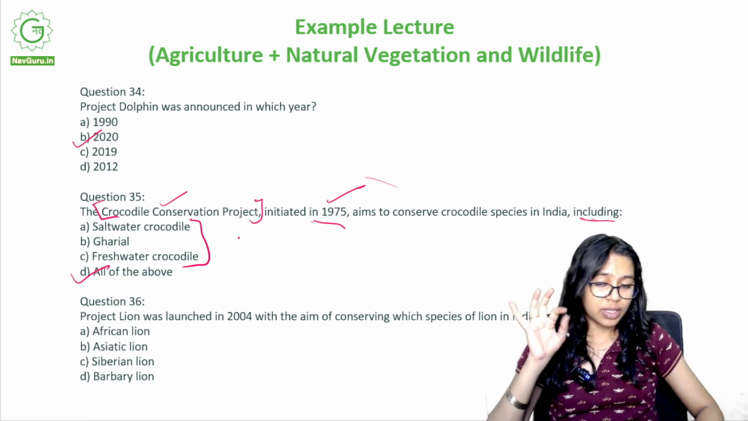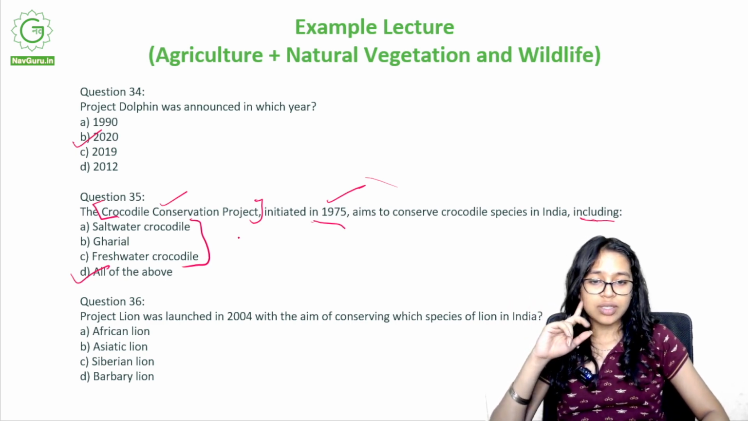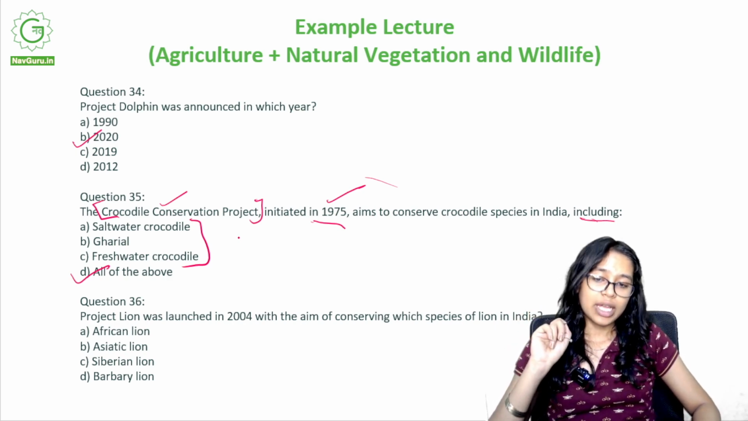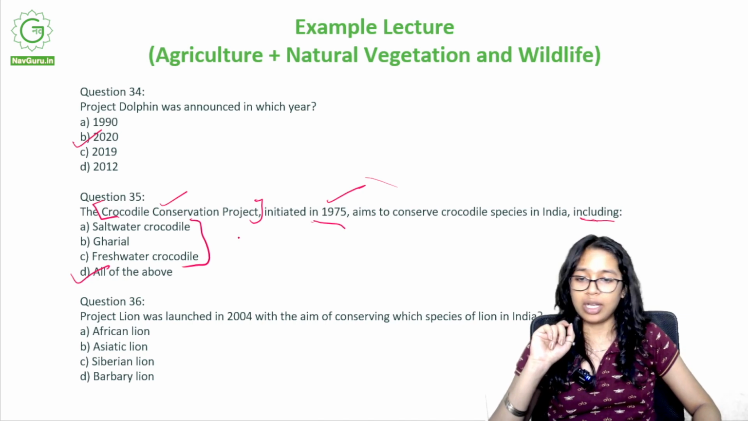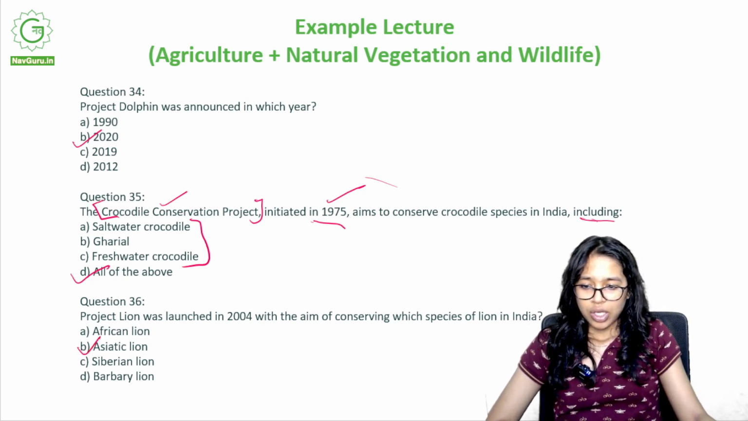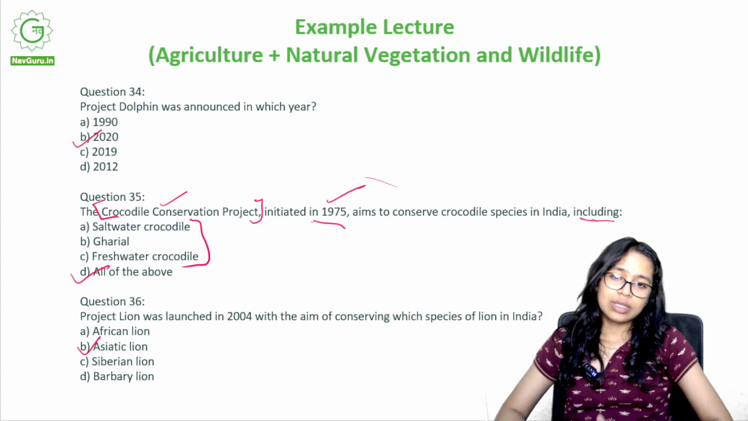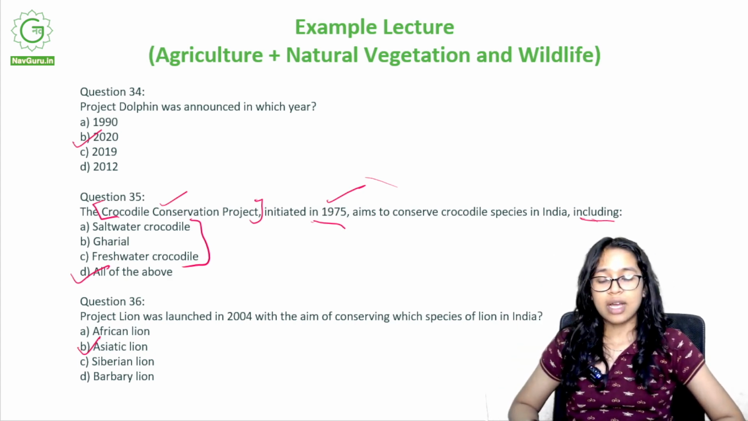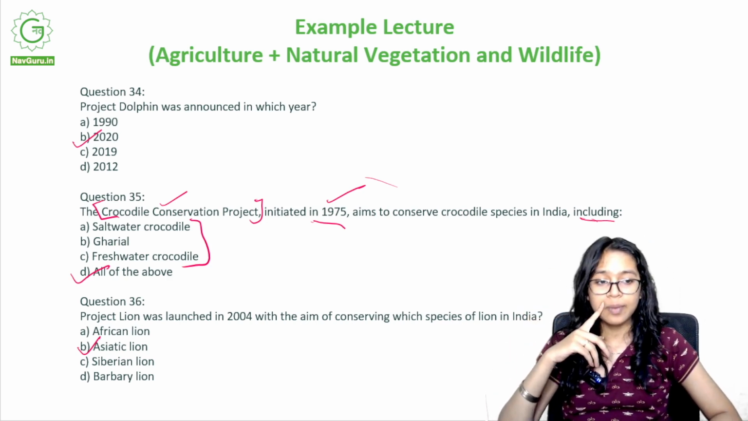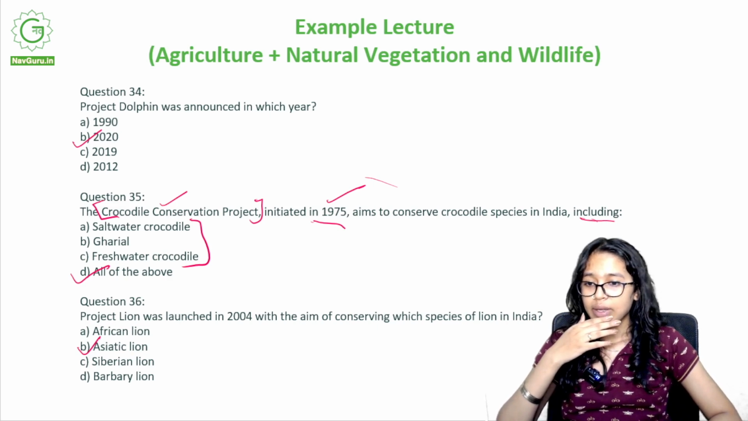Question 36. Project Lion was launched in 2004 with the aim of conserving which species of lion in India? African lion, Asiatic lion, Siberian lion, or Barbary lion? The right answer is B, Asiatic lion. This was something that we had not covered in the projects earlier, so this is new information to you, but it is also very important. Please note that down, and I hope you have noted other things that we had not done before and followed through with the questions as well.